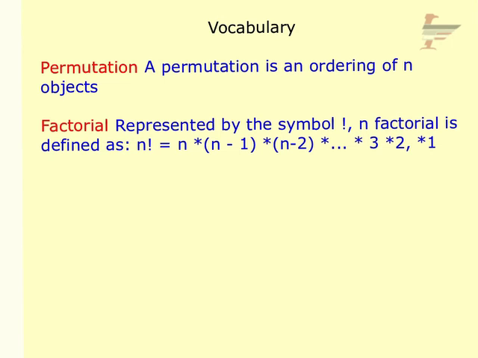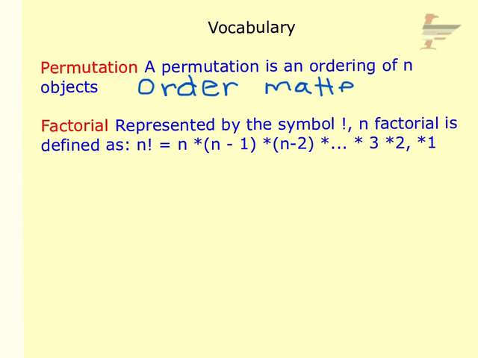So first of all, what is a permutation? A permutation is an ordering of n objects. So if I have 10 people in front of me and I want to know how many ways I can order them, that would be a permutation. I'm going to add to this definition that the order is going to matter.